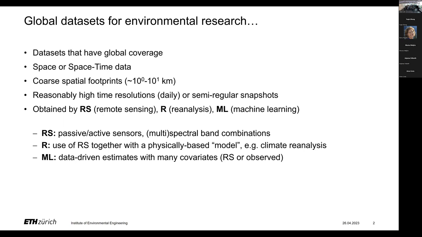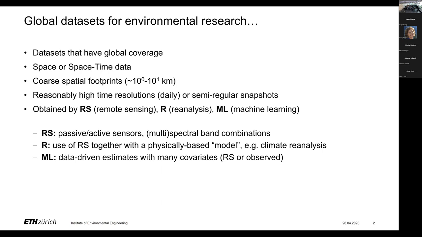And what are the origins? I would like to make the distinction between remote sensing derived datasets, reanalysis derived datasets, and machine learning derived datasets. Remote sensing, in summary, uses passive and active sensors and multispectral band combinations. Reanalysis is a newer way of using climate datasets that use some observations and remote sensing, together with some physically based modeling, to arrive at a climate dataset. And machine learning methods are data driven, as we know, with many covariates.